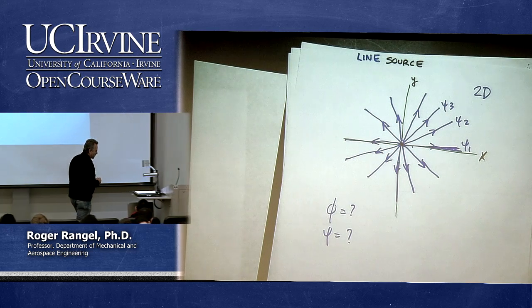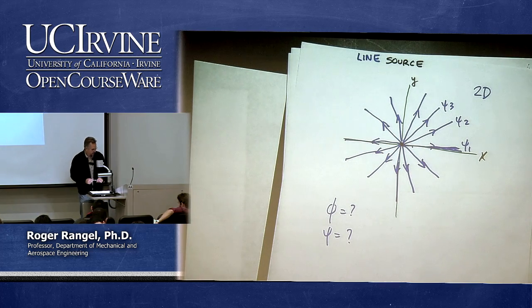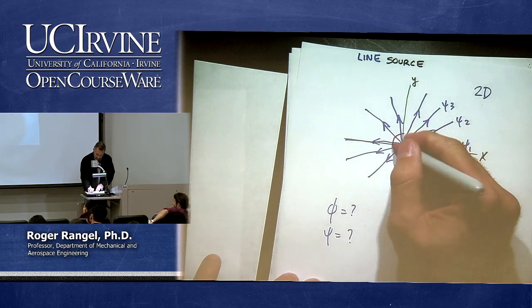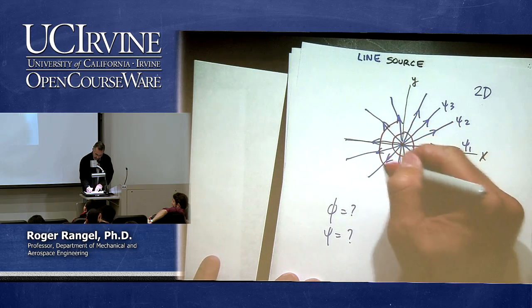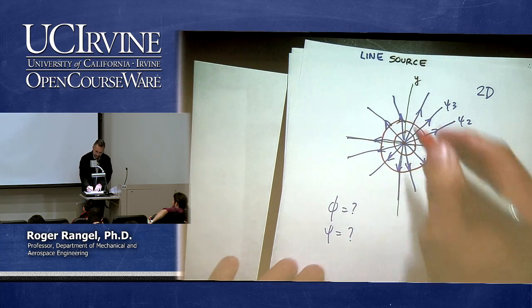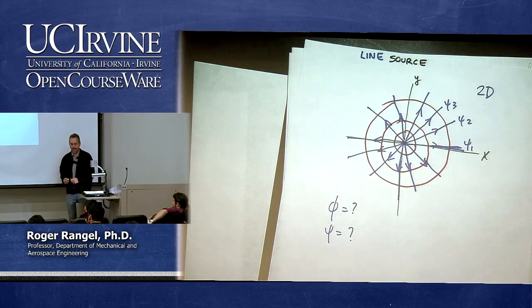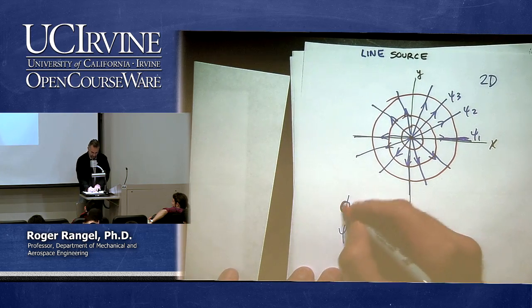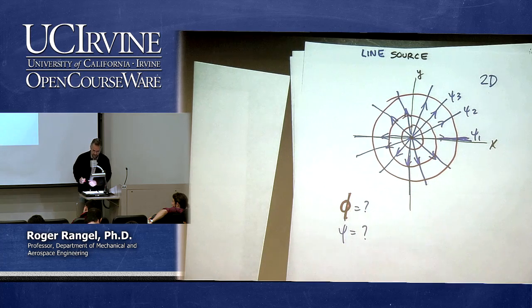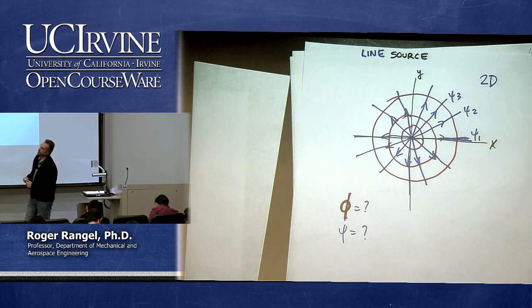So what would the lines of constant phi look like? It's very easy and very obvious. They'll have to be circles. So these lines would be the equipotential lines. So let's make this red. The equipotential lines, they'll be circles.